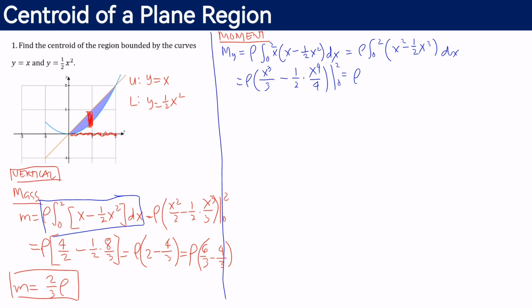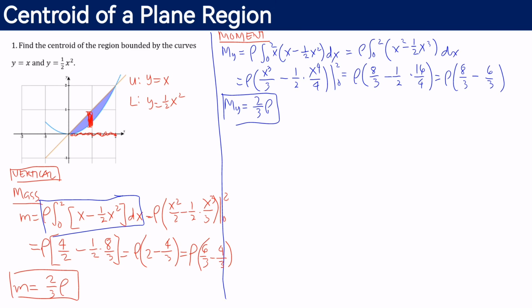Now when x is 2, the upper limit of the integration, we have here 8/3 minus 1/2 times 2 to the 4th, which is 16 over 4. So rho times 8/3 minus 2, which is 6/3. Am I right? Yeah. So finally, the moment with respect to y is given by 2/3 rho.